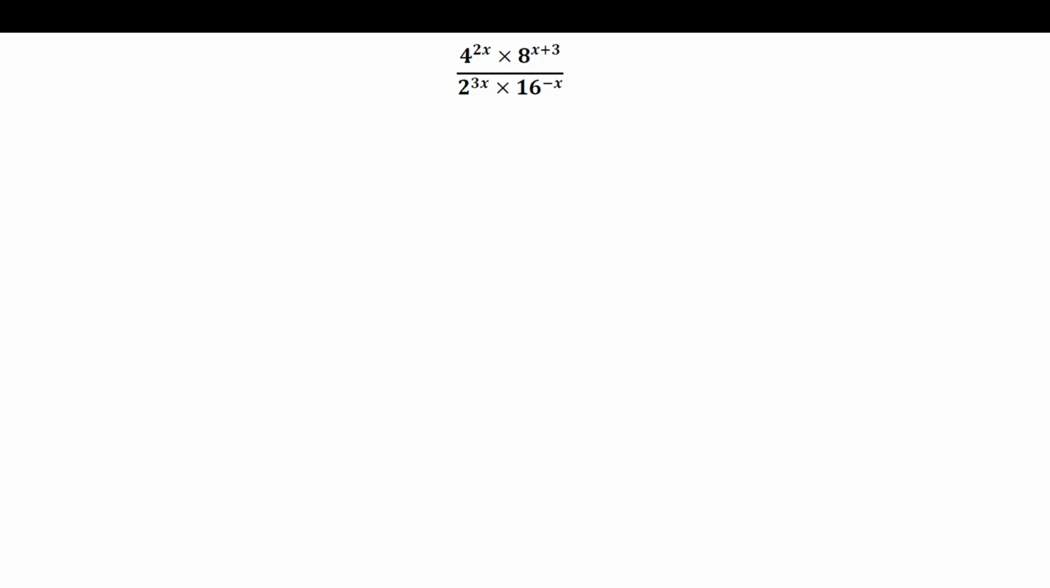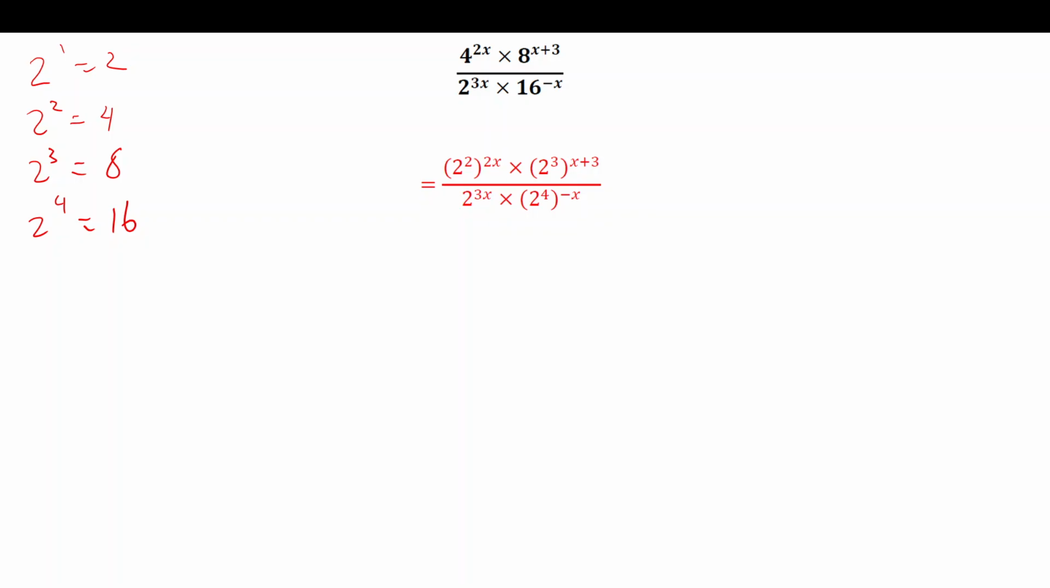Last example. Okay, so we've got the 4, we've got the 8, we've got the 2, we've got the 16. Now, if you know your powers well, you know that 2 to the power of 1 is 2, 2 to the power of 2 is 4, 2 to the power of 3 is 8, and 2 to the power of 4 is 16. So you know straight away that everything works to the base 2. And then we expand out our brackets. Again, don't forget this one here, 3x plus 3 equals 3x plus 9.